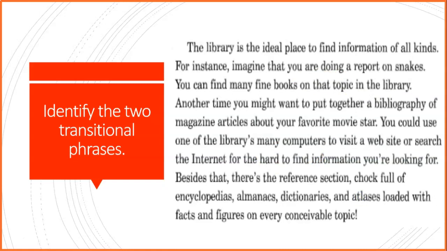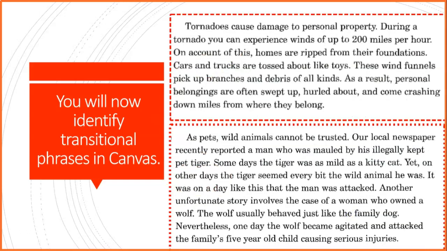Let's try again. There are two transitional phrases in this paragraph. The library is the ideal place to find information of all kinds. For instance, imagine that you are doing a report on snakes. You can find many fine books on that topic in the library. Another time, you might want to put together a bibliography of magazine articles about your favorite movie star. You could use one of the library's many computers to visit a website or search the internet for the hard-to-find information you're looking for. Besides that, there's the reference section, chock full of encyclopedias, almanacs, dictionaries, and atlases, loaded with facts and figures on every conceivable topic. For instance is a transition word. Besides that is a transition word.